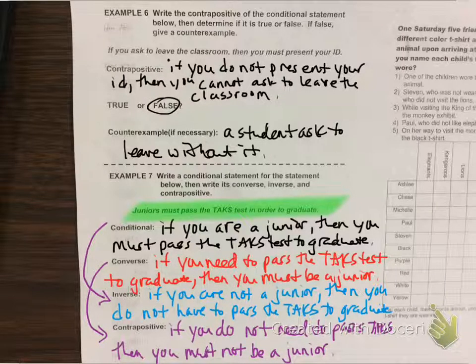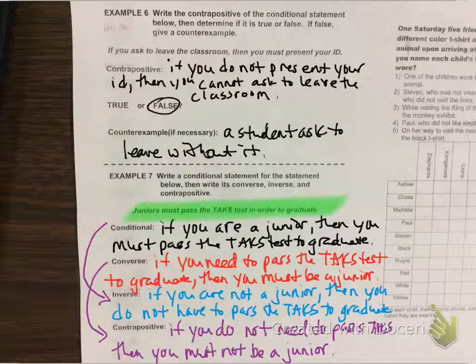So that's our additional types of statements. Yesterday we just talked about conditional and inverse. So today we've added to that. Yesterday we talked about the conditional and inverse. Today we're looking at the converse and the contrapositive.